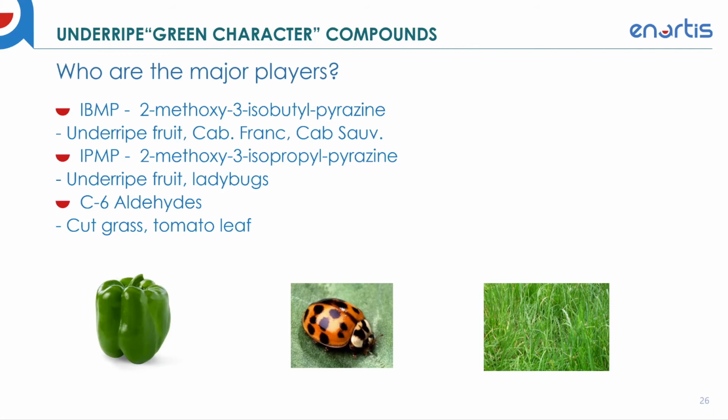IPMP, which is kind of a brother to IBMP, is another underripe, peppery kind of aroma. If you have ladybugs in the vineyard, the IPMP comes from ladybugs, and they can contribute to some of that green characteristic. And then you have C6 aldehydes, which are more of a cut grass, tomato leaf character, and that also comes with underripe fruit.